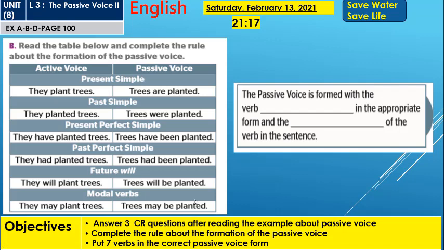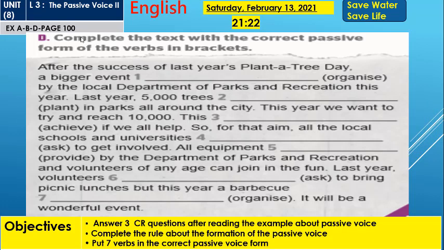So how to get the passive voice? The passive voice is formed with the verb to be in the appropriate form, the auxiliary to be in the appropriate form, and the past participle of the verb in the sentence. Excellent. So as we've learned the rules governing the formation of the passive voice, I think we can go now to task D.